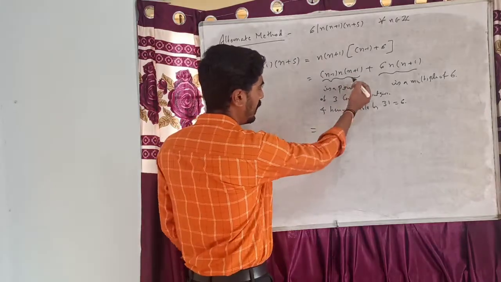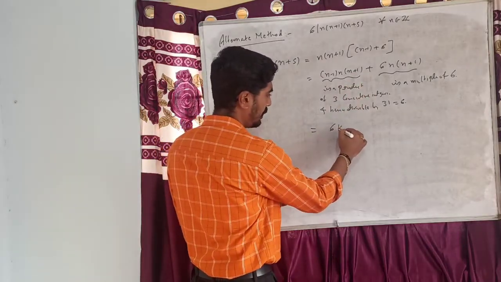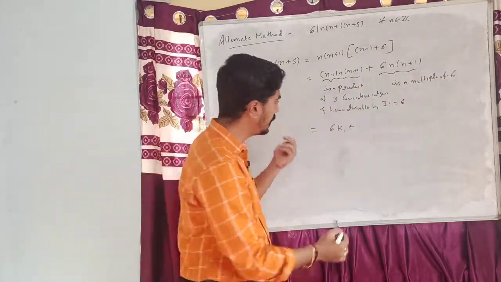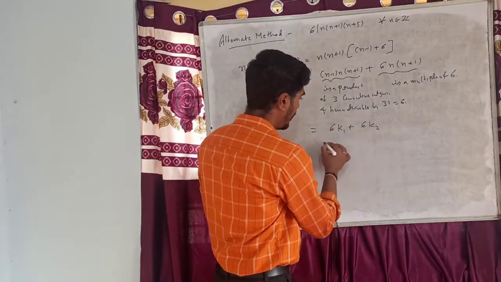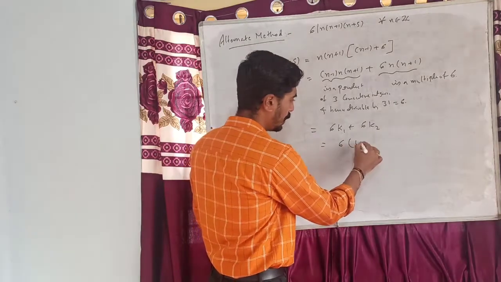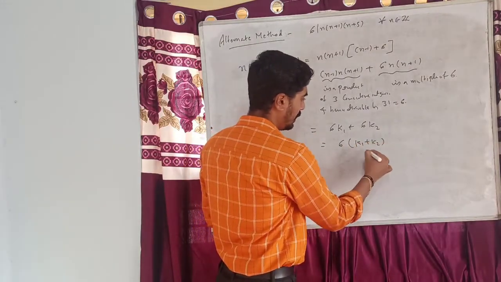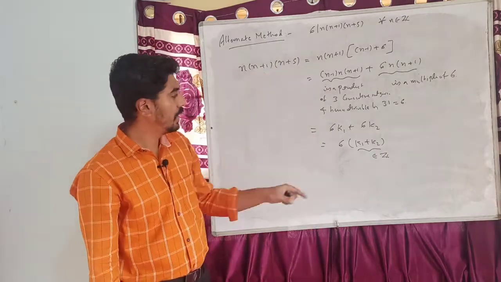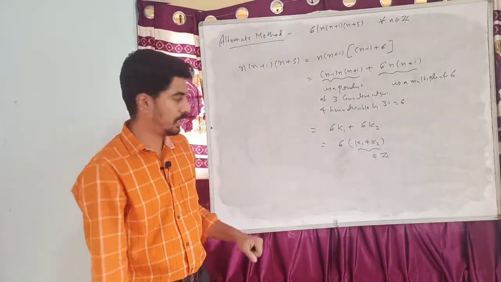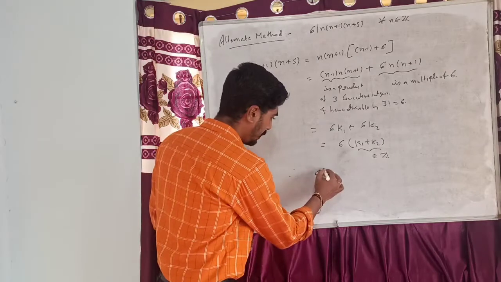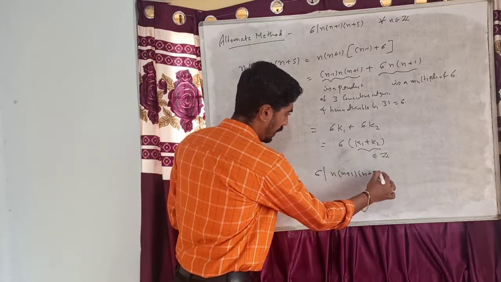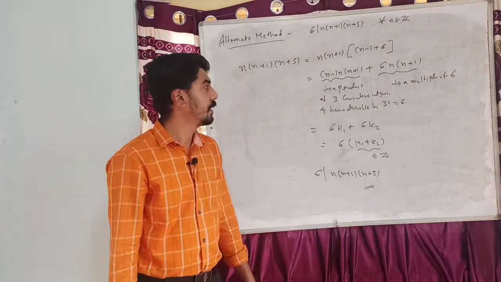That is, this product is a multiple of 6. So this is a multiple of 6, say 6k1, and this is clearly a multiple of 6, say 6k2. If I take 6 as common, I get 6 into k1 plus k2. This is an integer and therefore this product is a multiple of 6, and therefore 6 divides n into n plus 1 into n plus 5. Okay.